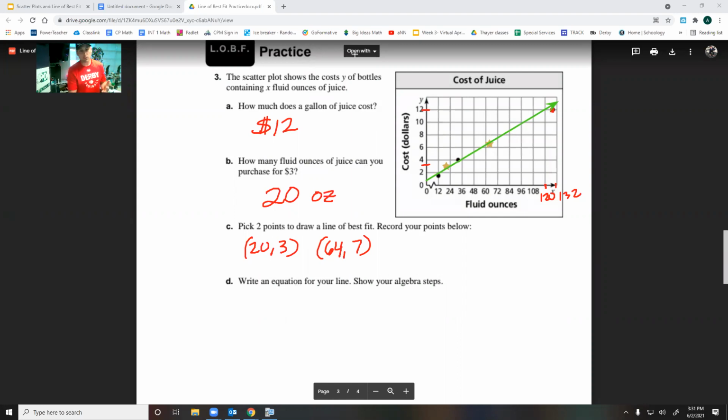So the same thing we did in number 1. This time we have to find the slope, so we'll start with that. M equals, subtract the y values, and then subtract the x values. So that'll give us 4 over 44, or 1/11.